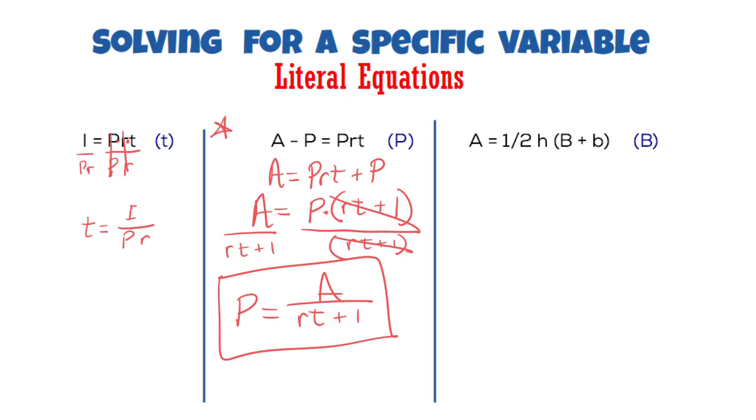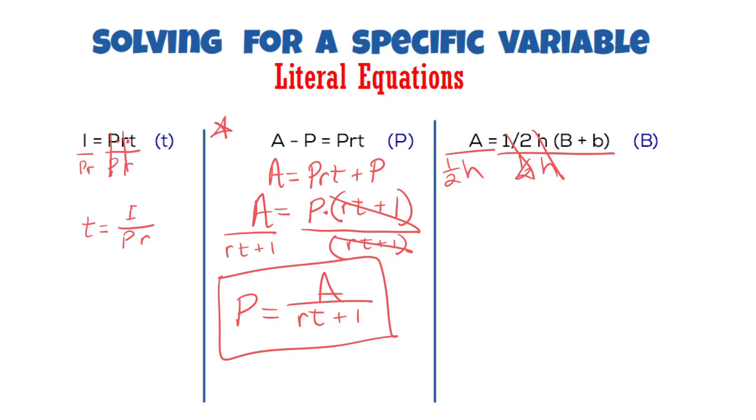You would be able to do this different ways. Some people would like to distribute first. I think I would rather just get this mess over to the other side first. It's being multiplied right here. So I can divide by 1/2 h. So that's going to work great here.